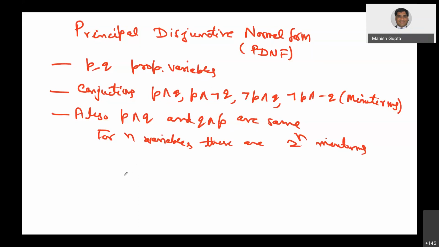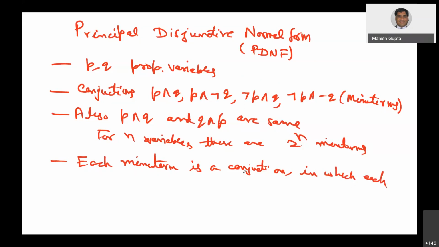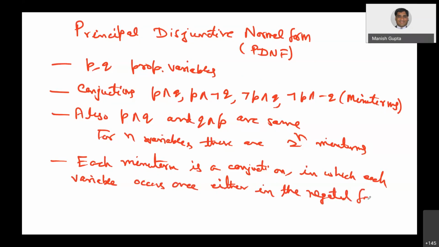So each min term is a conjunction in which each variable occurs once, either in the negated form or in the non-negated form. So I should write this down. Each min term is a conjunction in which each variable occurs once either in the negated form or in the non-negated form.